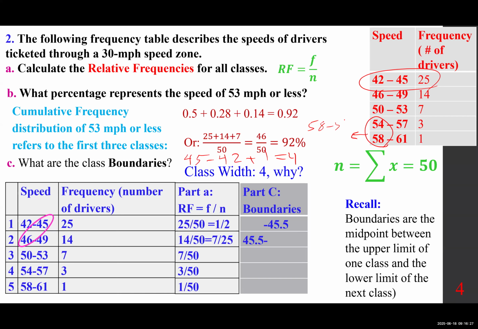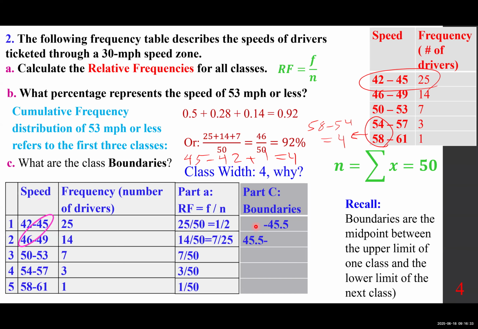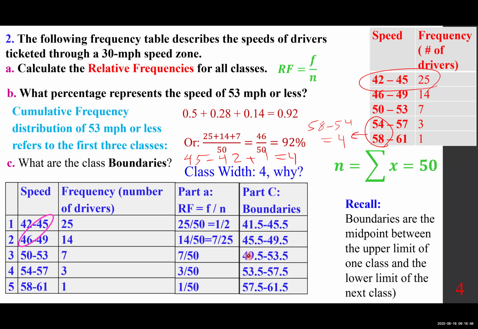Or you can say 58 minus 54. Now, why do we need the width? It makes life easier. All you have to do is subtract 4 from here, you get 41.5. Add 4 for here, you get 49.5. This one is also 49.5. Keep on adding 4 and you're done.